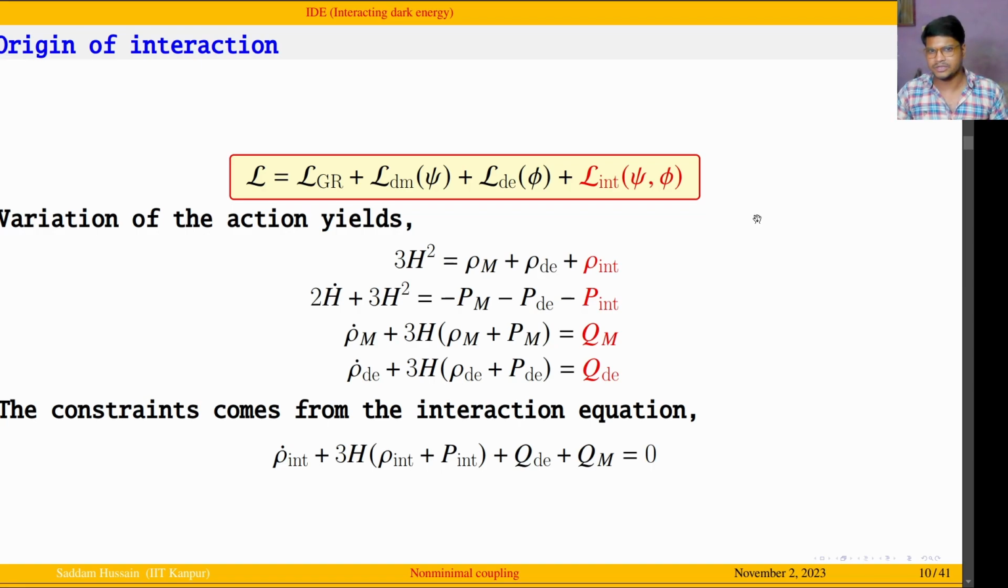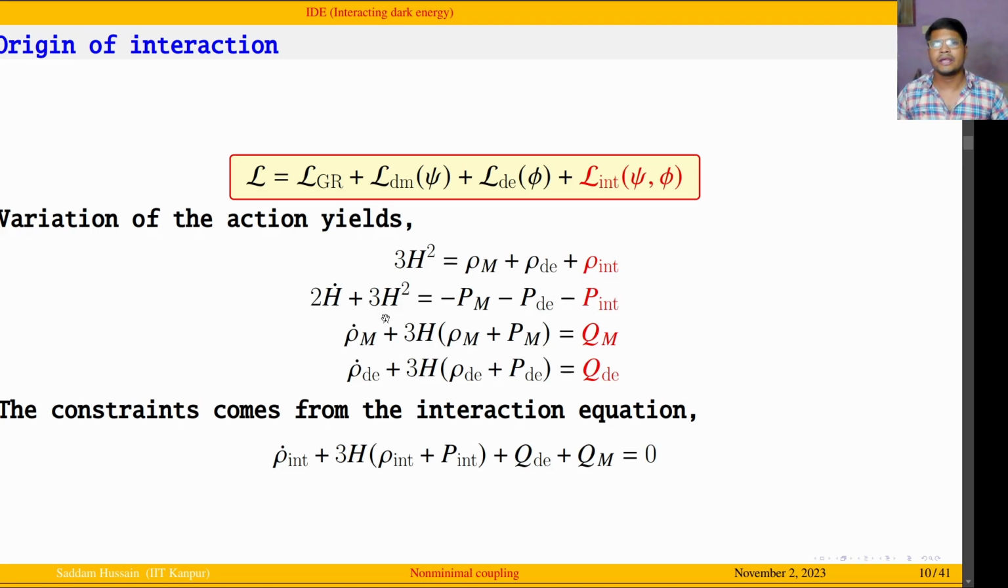Similarly, we have GR, general relativity, and then a dark matter field and a dark energy field. We are proposing that some kind of interaction is there, which has some functional form of psi and phi. If you take a variation of this action, the Friedmann equation gets changed, because now there is an additional term like rho interaction and a p interaction, and all these things.